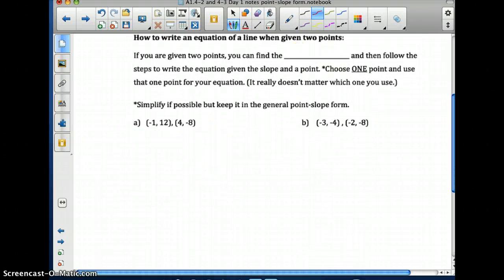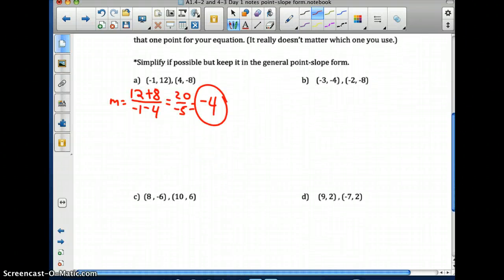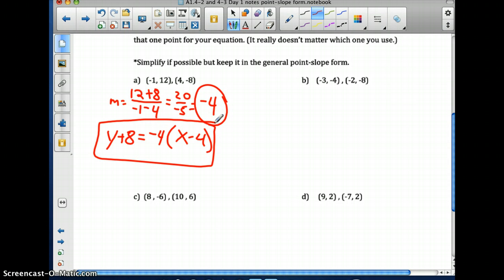There are 2 different looking answers, and they're both correct. If we put them into slope-intercept form, we would get the same equation. So use the slope and your point. Tell me the point slope form. y plus 8 equals -4 times the quantity of x minus 4. If you use the other point, what's the equation? y minus 12 is equal to -4 times the quantity of x plus 1.